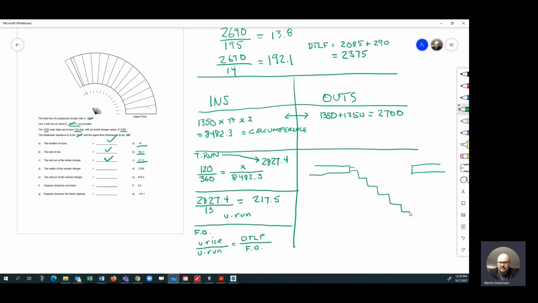This is looking kind of nasty. That is one thick stringer.